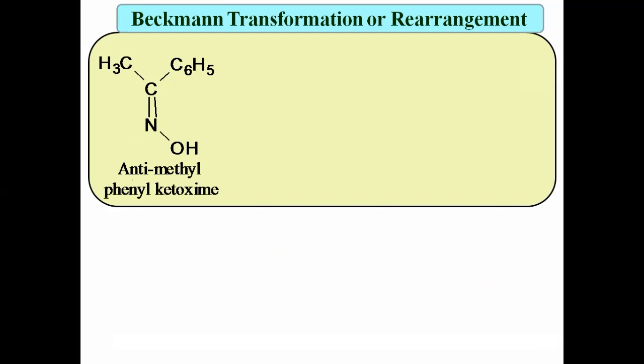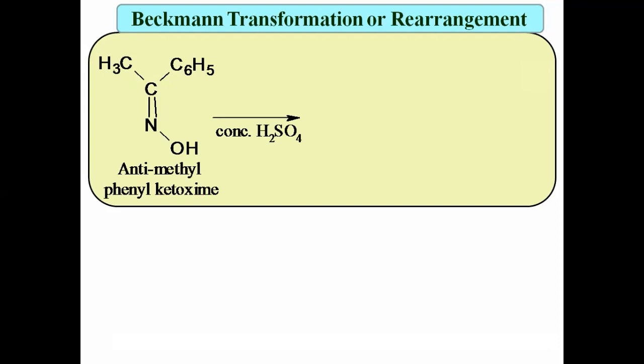Now let us see another isomer. Let us look at the other isomer. Suppose this is the other isomer of ketoxime. Now here OH and the methyl group are present at the anti position. So that compound is anti-methyl phenyl ketoxime. Suppose this compound is allowed to react with concentrated sulfuric acid. We know that yes, it should undergo Beckmann's transformation.